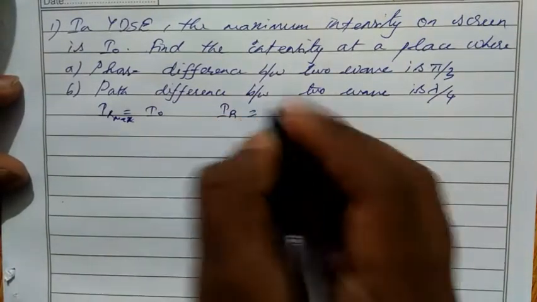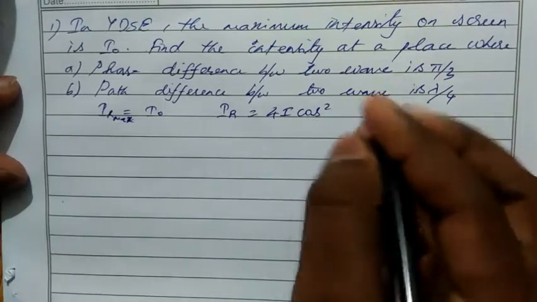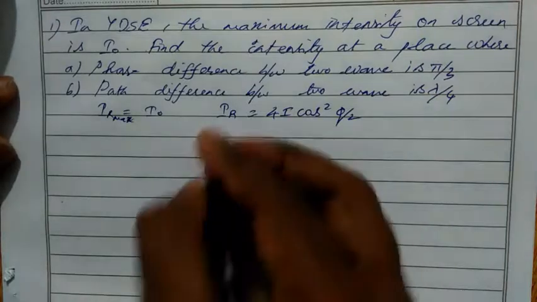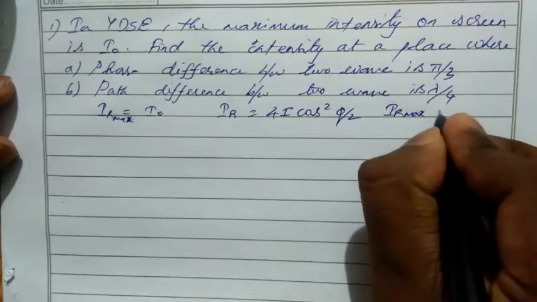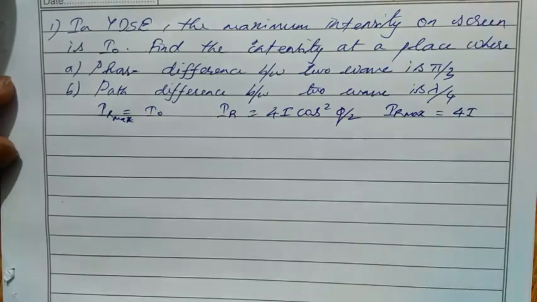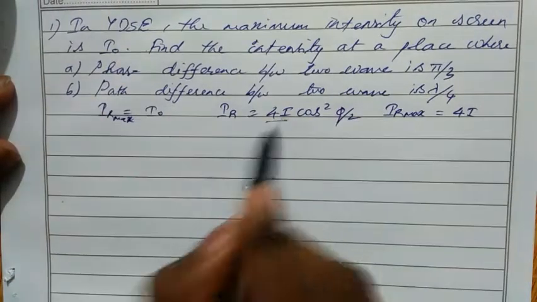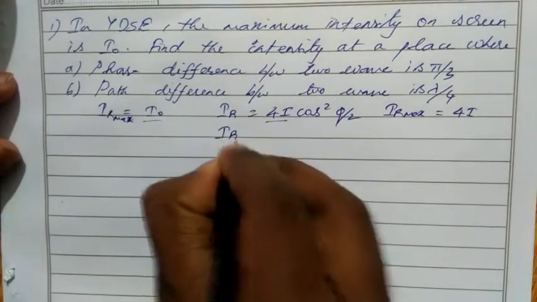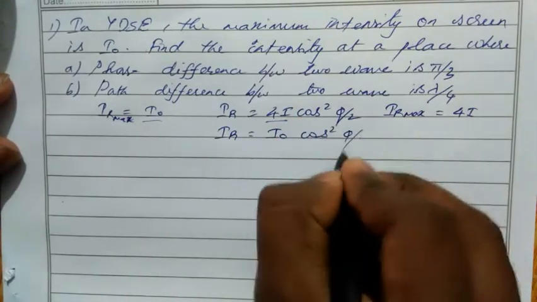We know IR equal to 4I cos square phi by 2. From this formula we can take IR max equal to 4I, but IR max is given I naught. So instead of 4I we can substitute this I naught value, because I naught is IR max. So I can write IR equal to I naught cos square phi by 2.